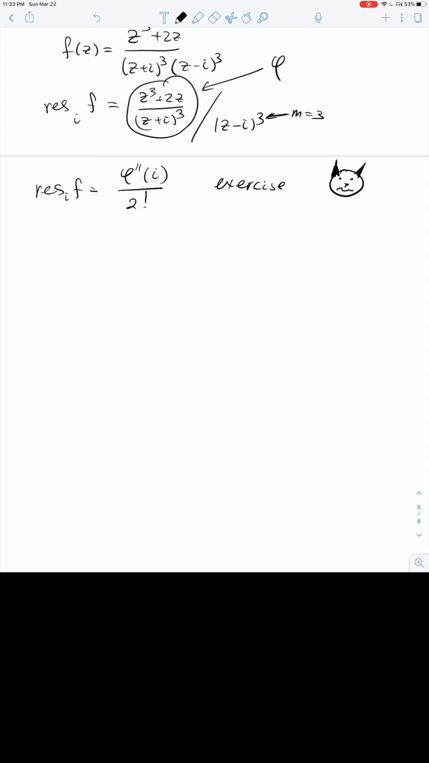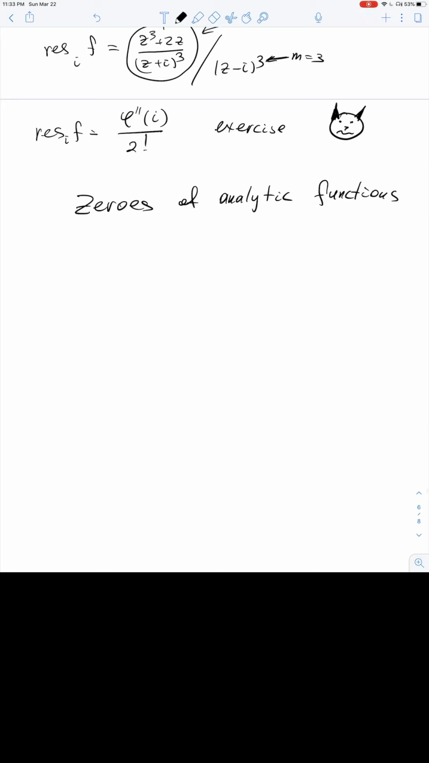So this is it for the residues, and now let's discuss an adjacent topic which is called zeros of analytic functions. I have no idea why it is here and not earlier, but it is. Okay, so zeros of an analytic function.